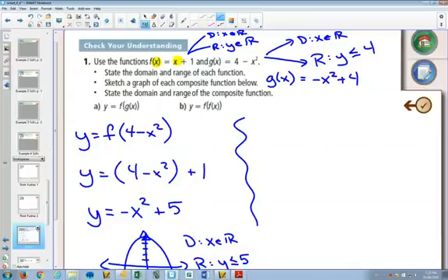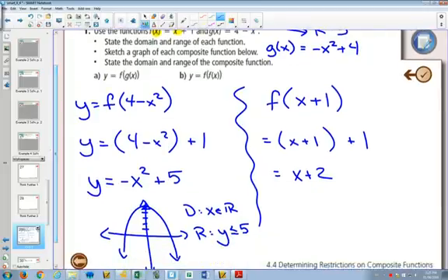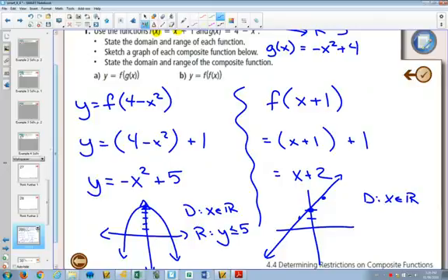So for part B, we're finding f of x. So f of x is equal to x plus 1. And the function f, whatever you put in, you just plus 1 to it. So if you put in x plus 1, we add 1 to that, and you get x plus 2. What kind of graph is that? It's a straight line. Domain is everything. And range is everything.